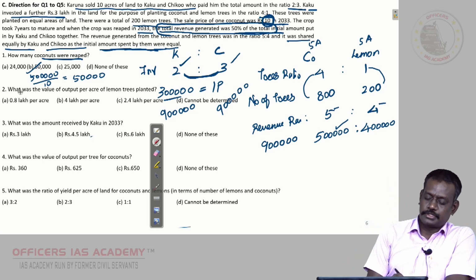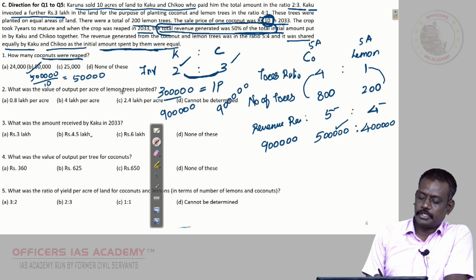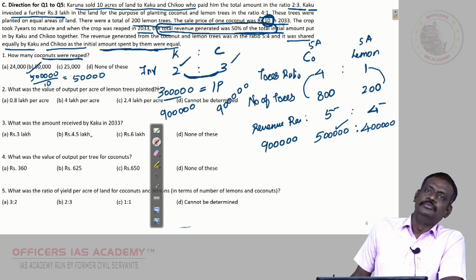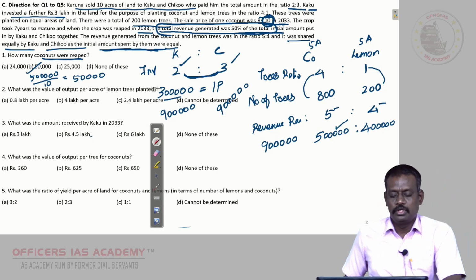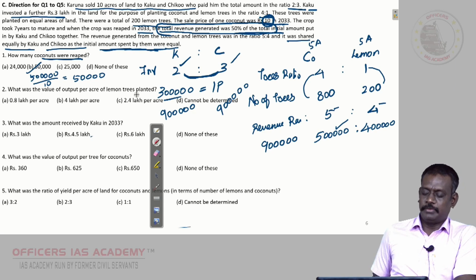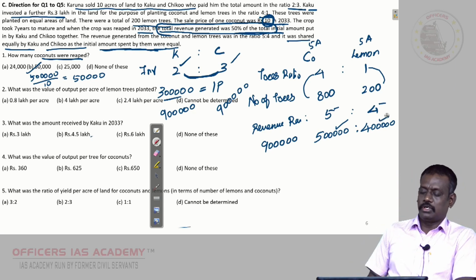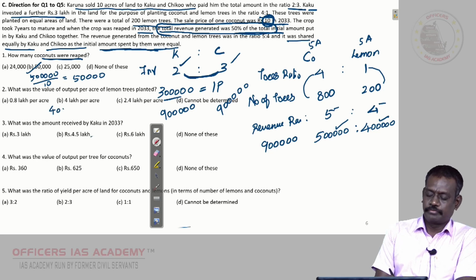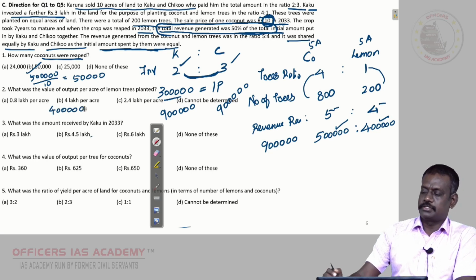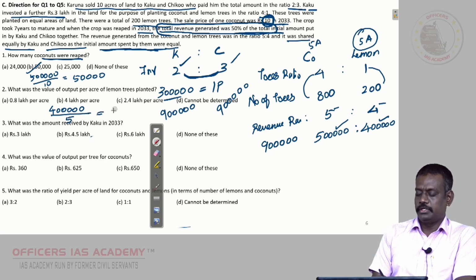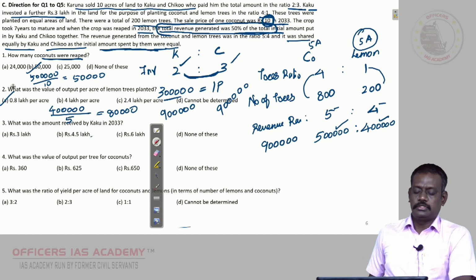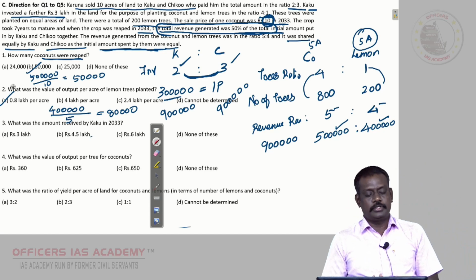And next question, what was the value of output per acre of lemon trees? So from lemon trees they have got 4 lakh rupees, and through how many acres? 5 acres. So divide by 5, you will get 80,000. So it is 0.8 lakh per acre.